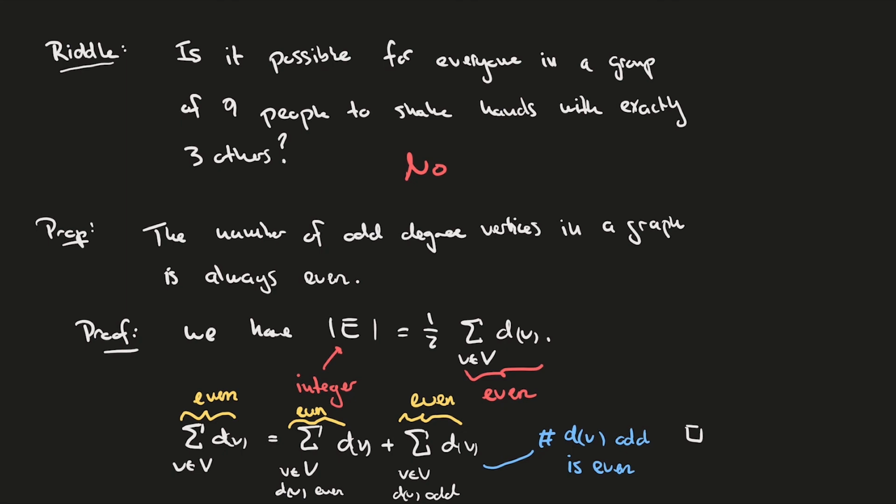This concludes what I wanted to say about vertex degree. Next time we'll be looking at paths and cycles in graphs.